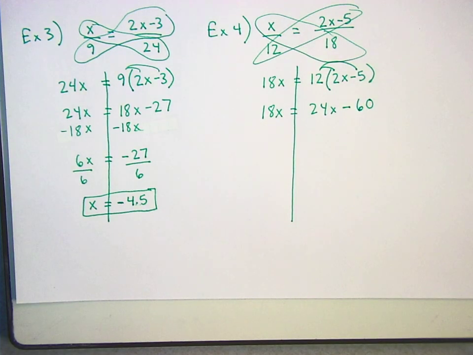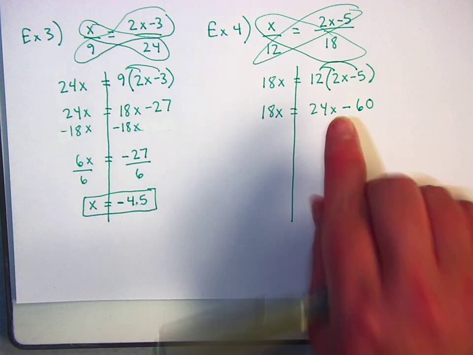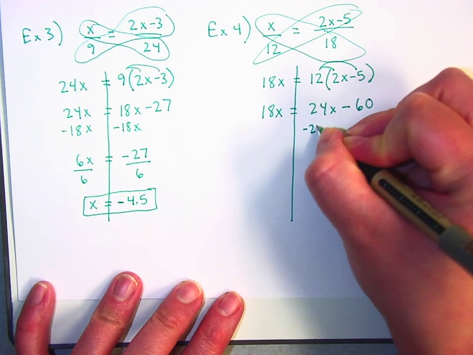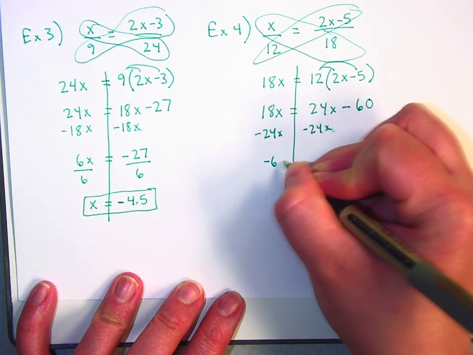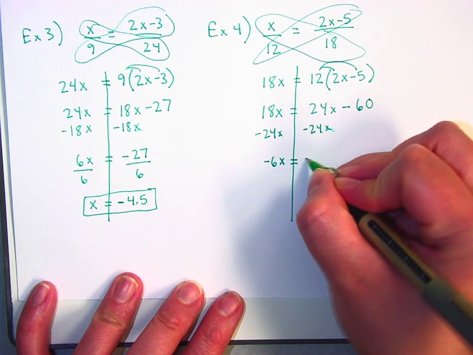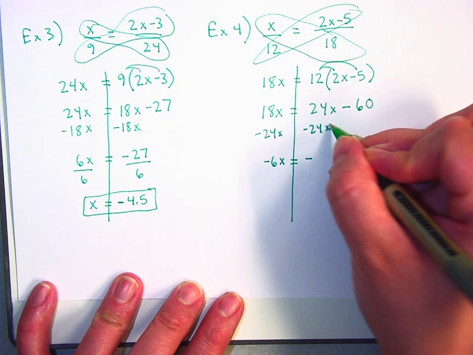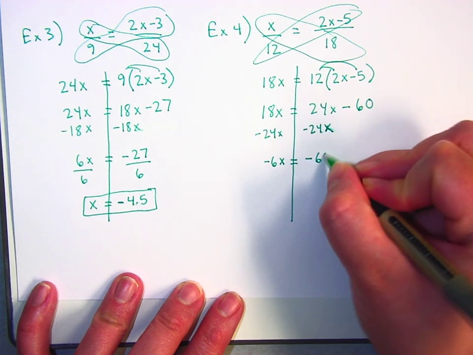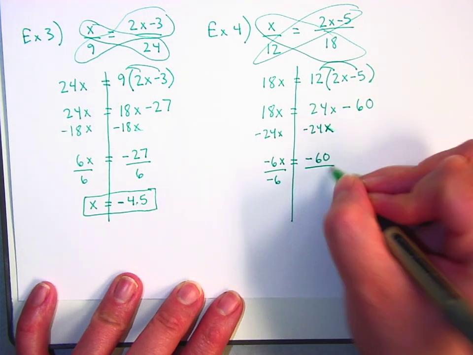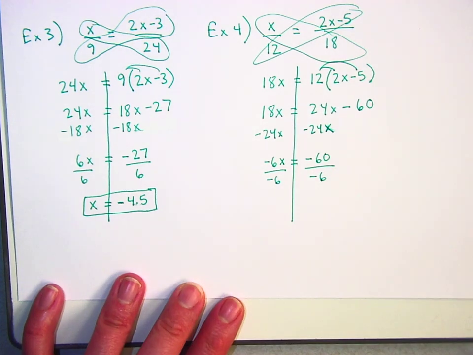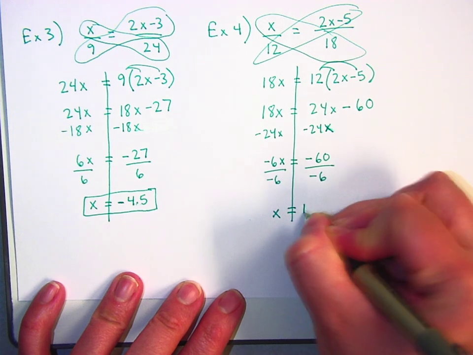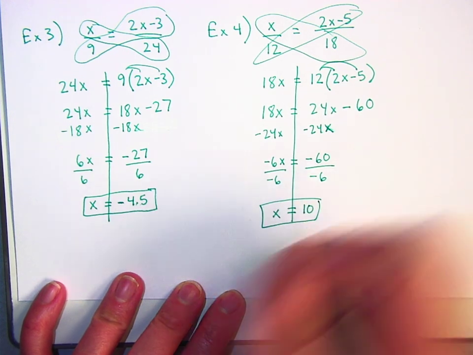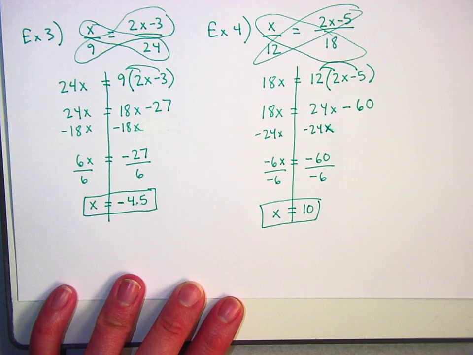Then I'm trying to get the x's on the same side and the number on the other, so I'm going to subtract 24x over here, which gives me negative 6x. Remember, if you can't do this math in your brain, then go ahead and use a calculator for that. Those are tools, you're allowed to use them. Negative 60 divided by negative 6 is 10, which is the correct answer.